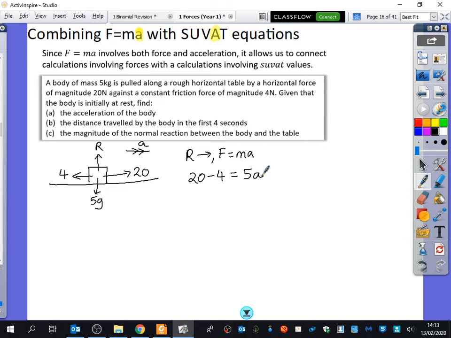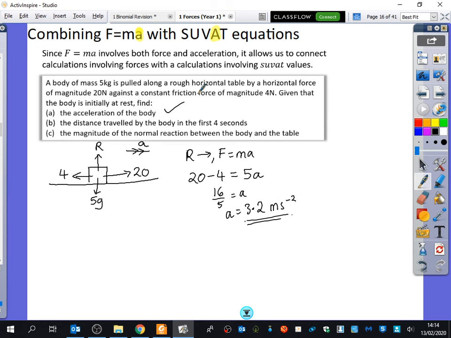Acceleration isn't g here. The only time the acceleration is g is when you're dropping something on the floor, okay? This is not dropping on the floor, so its acceleration is not going to be g. Just because we did Suvat that had g for the acceleration does not mean that everything has an acceleration of g. So 20 minus 4 is 16. 16 divided by 5 is the acceleration, which is 3.2. Part A of the question is done.